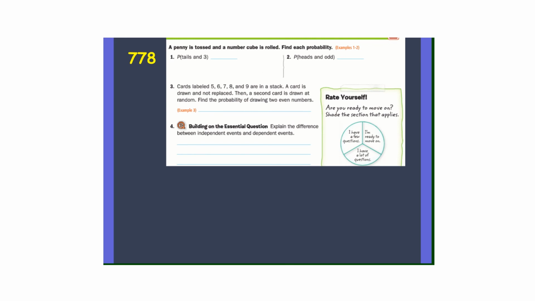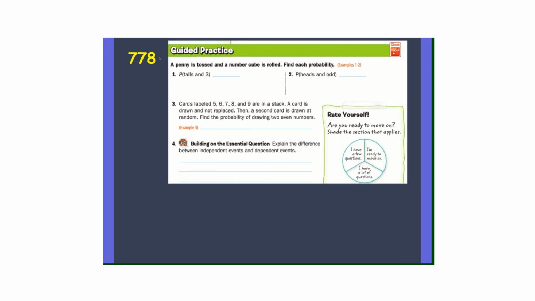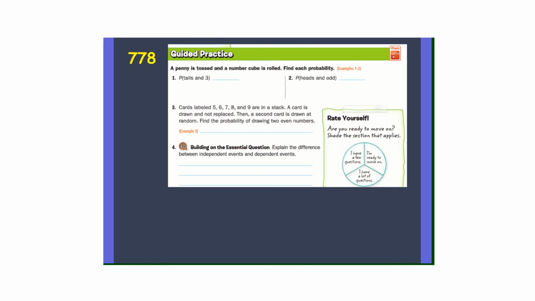All right, the last guided practice. So go ahead and do number 1, 2, and 3. Okay, the probability of getting a tails. Let me grab my pen here again, sorry. 1/2. The probability of getting a 3 on a number cube is 1/6. So we have our answer of 1/12.